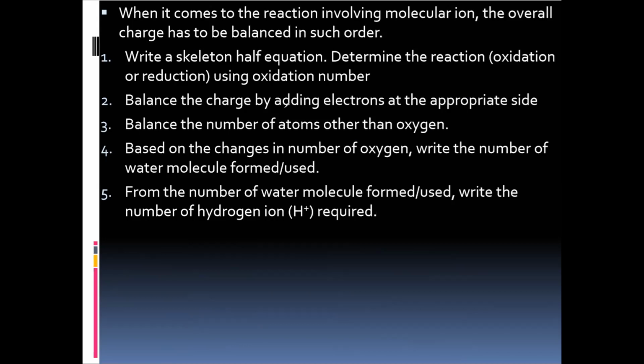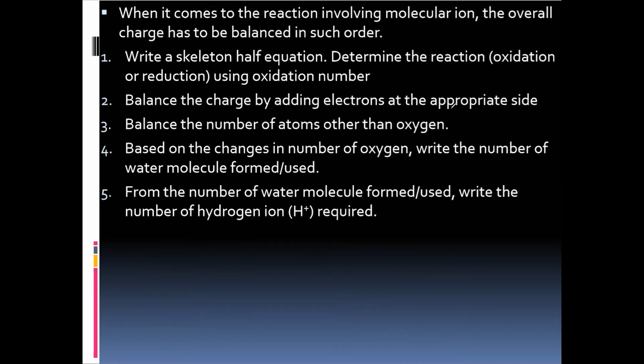Now we'll balance the charge by adding electrons at the appropriate side. We balance charges by adding electrons like we did in the previous one, plus 3 minus, plus 3 minus, appropriately to make sure that charges are balanced on both sides of the half equation. Now we balance the number of atoms other than oxygen. So if there are atoms there that are not oxygen, you balance them. We shall see that in an example.